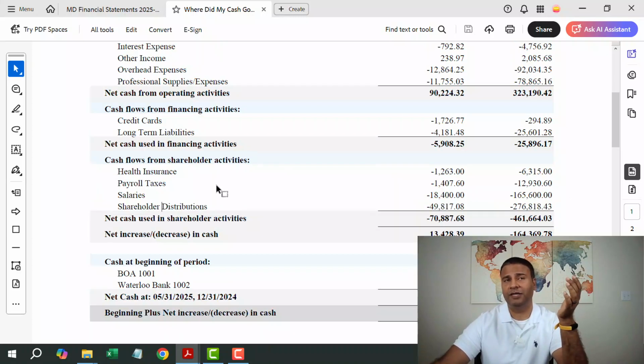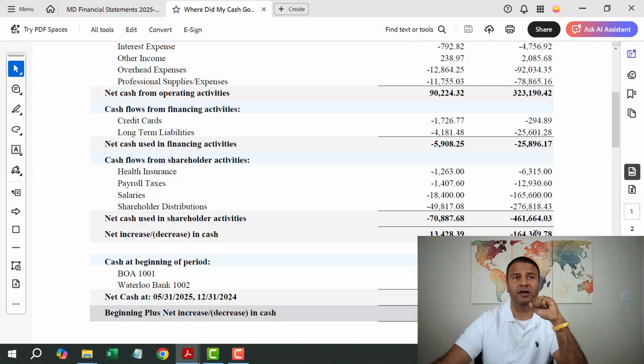And then the next group is the cash flows from shareholder activities. This tells you where the money was spent for the shareholder. So $6,000 was spent for the owner's health insurance, $12,000 for payroll taxes, $165,000 in salaries, and the owner took $276,000 in distributions. So in one way or the other, about $461,000 of cash was used for the owner. And hence, your cash has gone down from the beginning of the year till now by about $164,000.